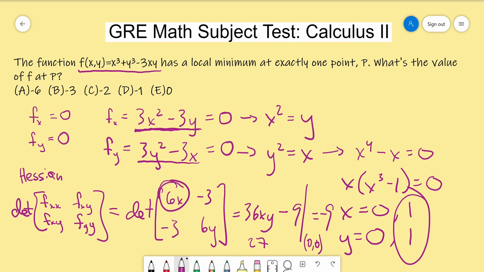Alright, so now we just have to plug this into the original function to figure out what the value of f is at that point. So f of (1, 1) is going to be 1 cubed plus 1 cubed minus 3 times 1 times 1, which is 2 minus 3, or negative 1. That is answer D.